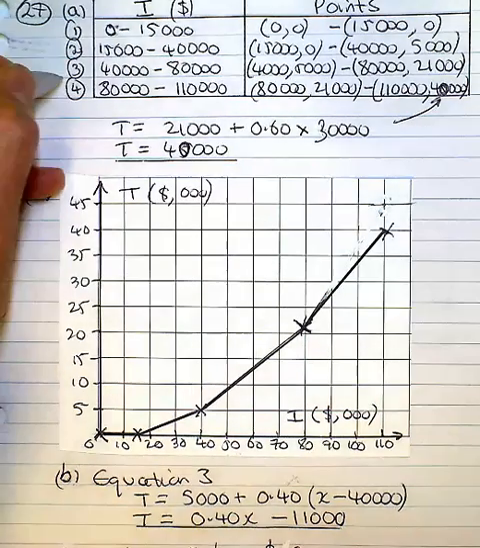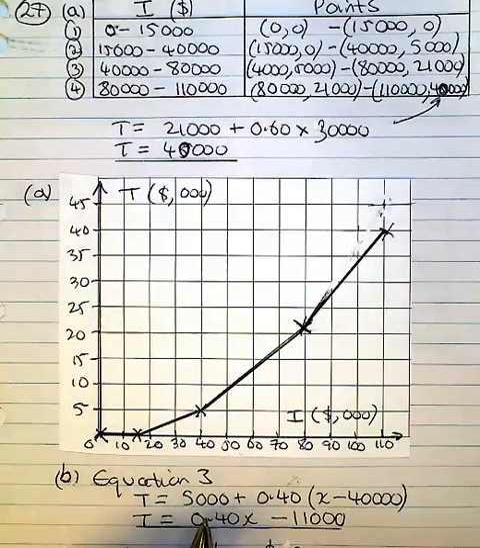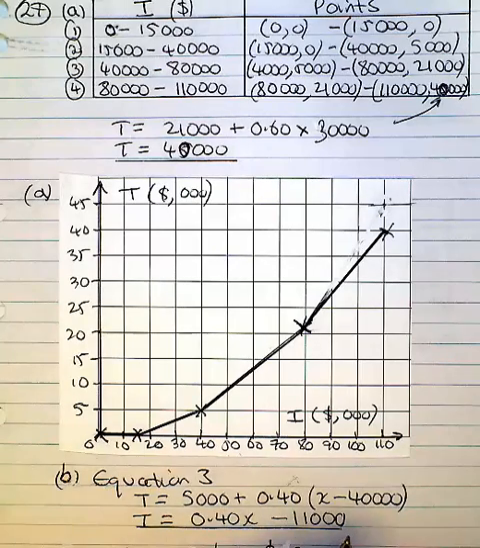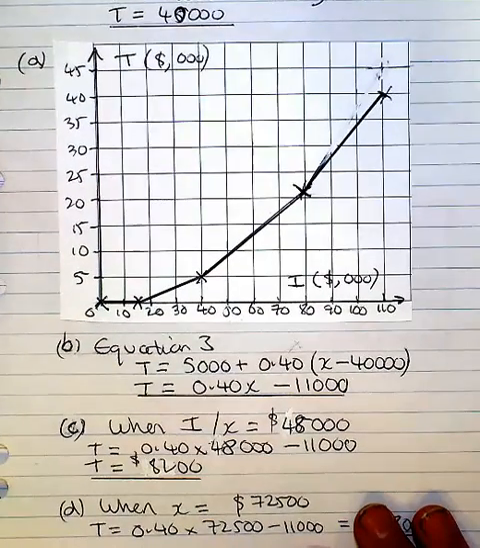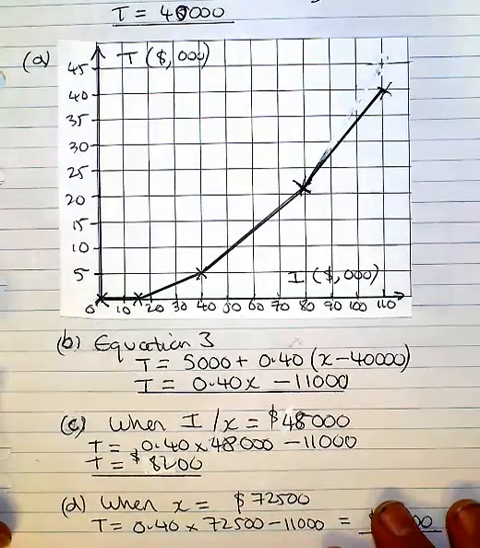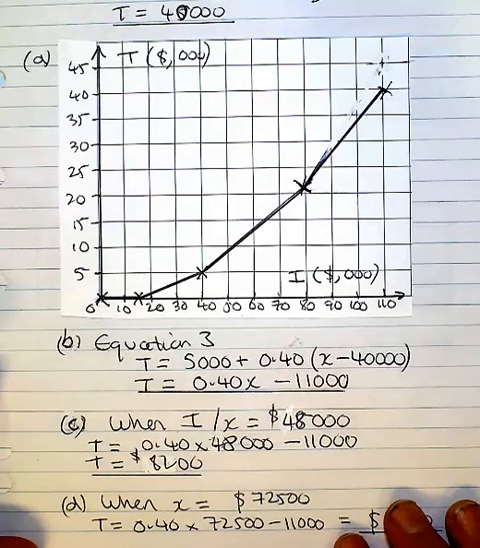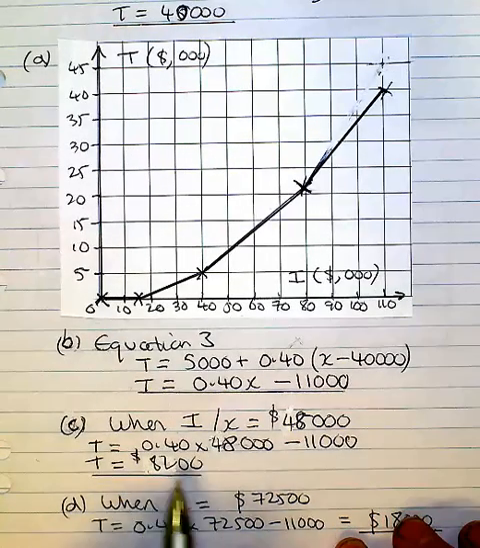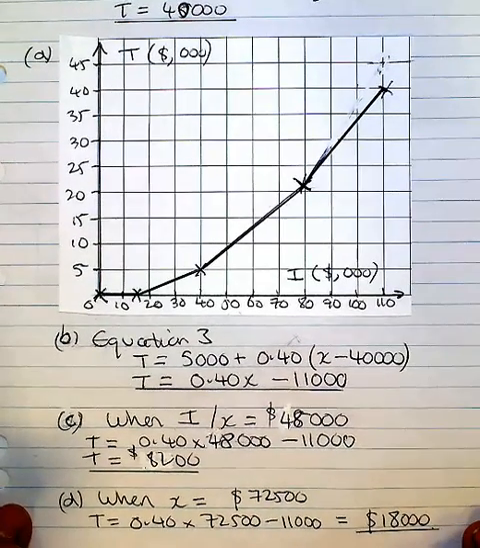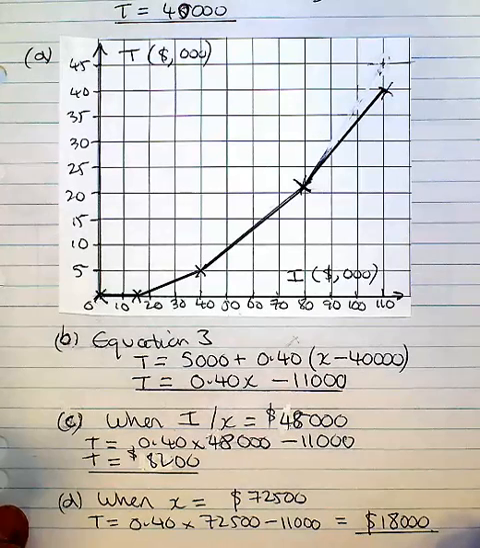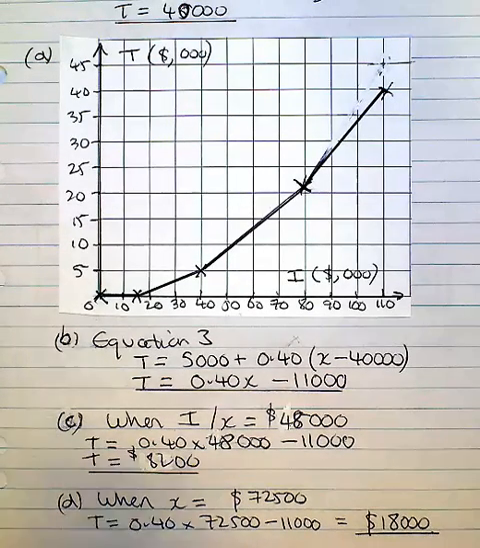So for equation 3, between 40,000 and 80,000, I pay 5,000 plus 40 cents, or 40%, 0.4x take the 40,000. I've expanded that to give me t is equal to 0.40x minus 11,000. Plugging that through, you can see that for someone earning 48,000, I'd be up for $8,200 in taxation. In a similar way, when 72,500 is earned, you will pay $18,000 in taxation.